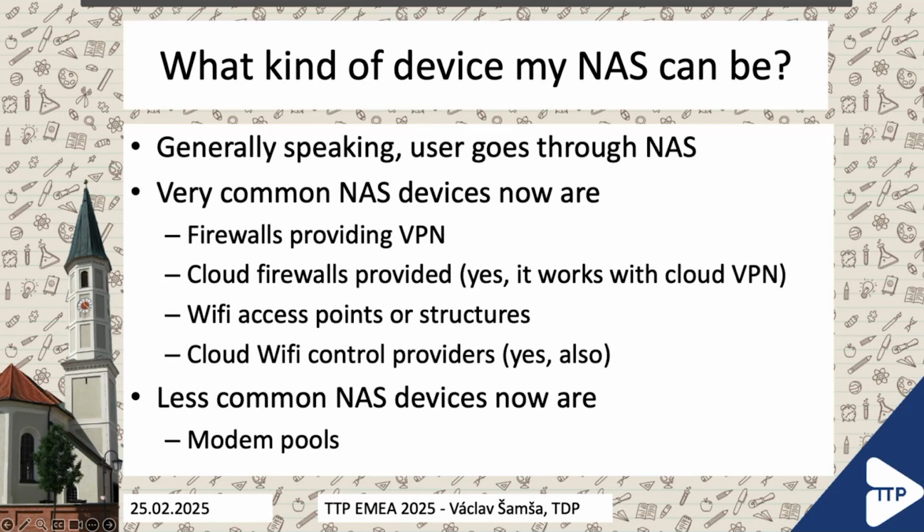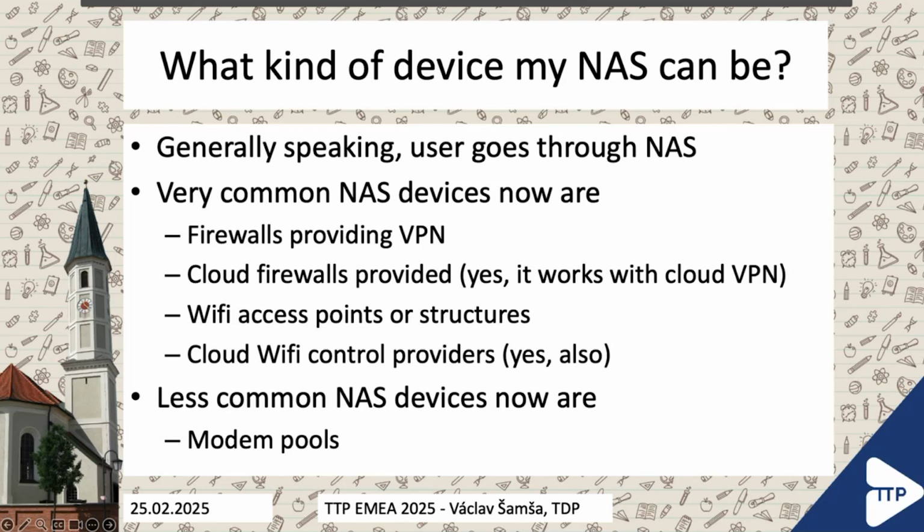So your NAS device can be virtually anything, but what you probably have in your network is a firewall. It can be a cloud firewall. It's the same. We have a customer, they use Cisco Cloud. It works. Just ask the provider, please send radius accounting packets to this IP address. Done. It works.